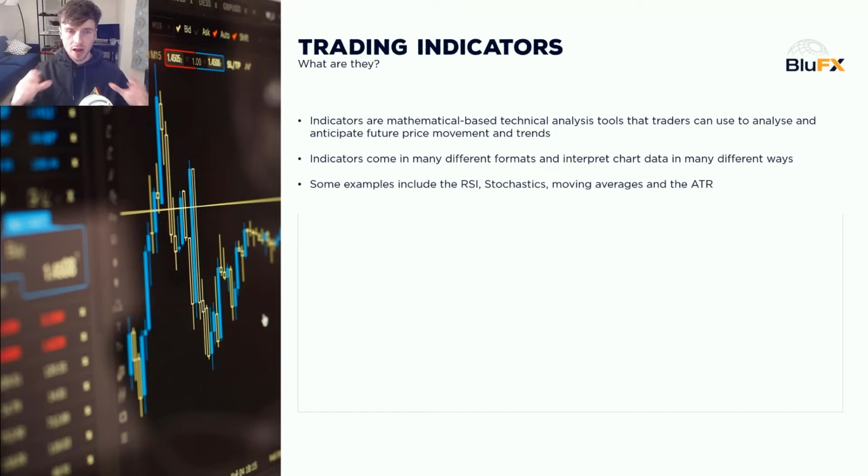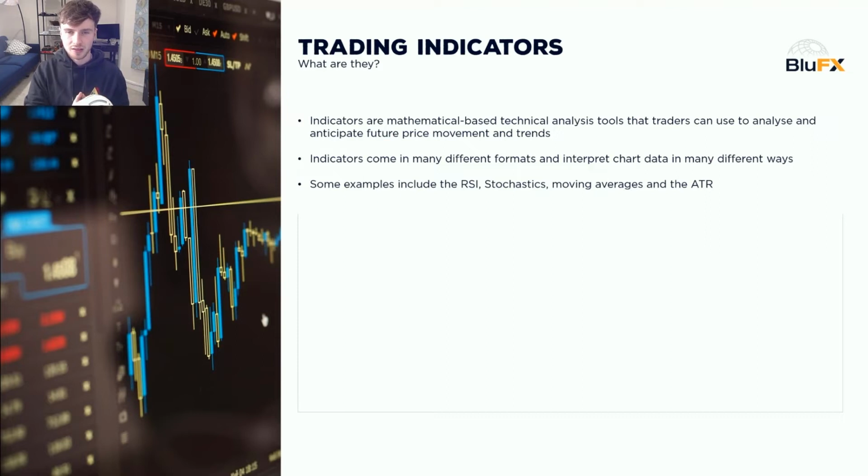They display it in some way. That might be below the chart, it might be on the chart. There's many different formats, but they're used by traders to anticipate and predict future price movement and trends. Indicators come in many different formats and interpret chart data in many different ways. We've already just covered that. They all have different formulas behind them. They all take different bits of data from the chart and display in different ways, but they all come under the same umbrella term of indicators.